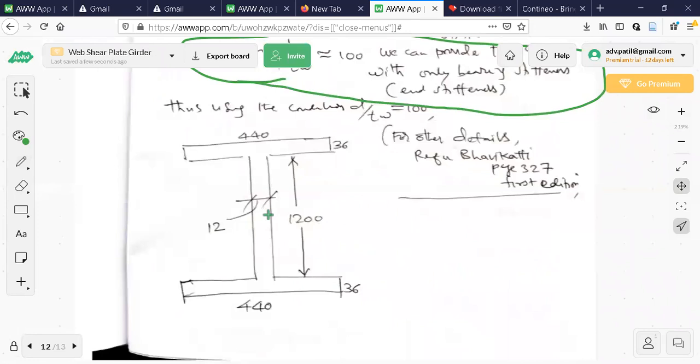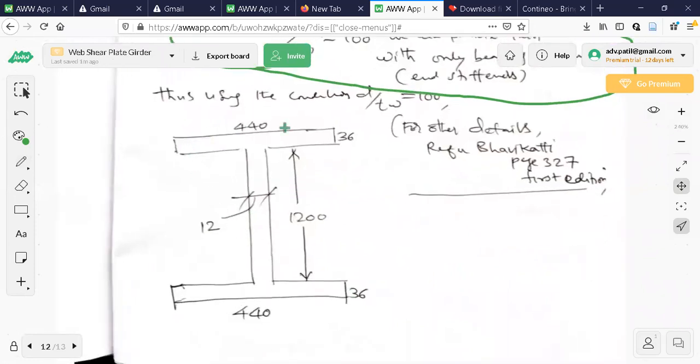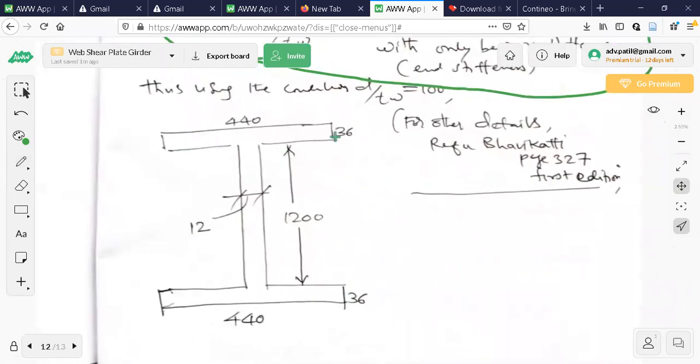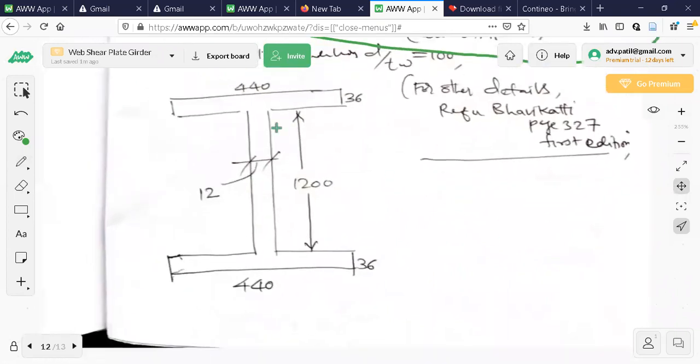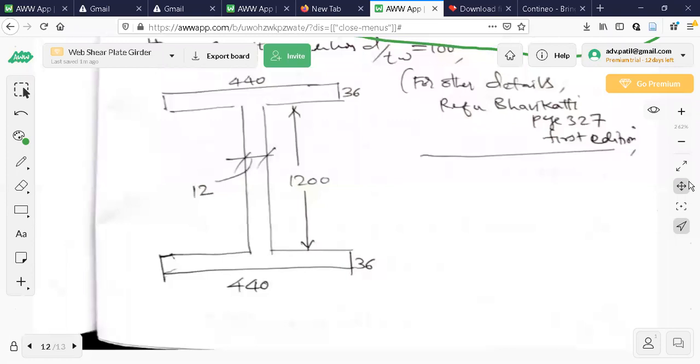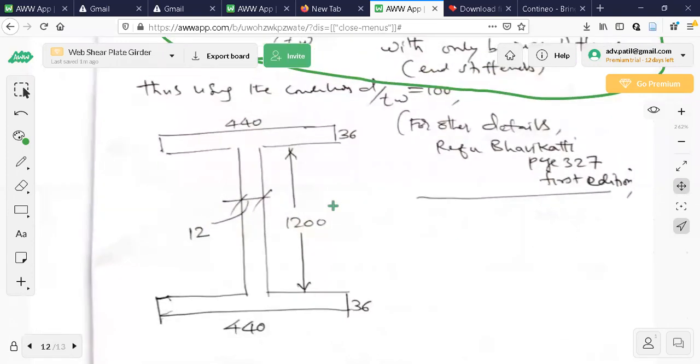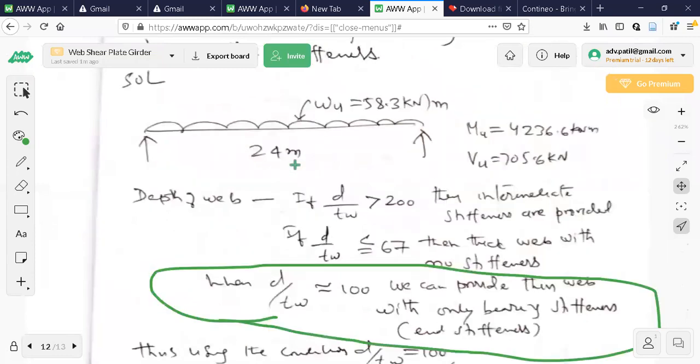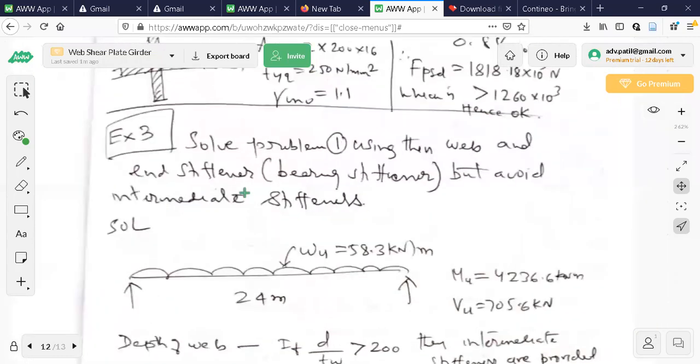So when you decide such a profile, this is a profile of the plate girder. When you decide a profile like this, 440, 36 mm, see how thick the flange is. It is 3 times the thickness of the web, 12 into 3. It means the web is very thin. Now if you use this profile of plate girder, you will be designing the plate girder with end stiffener. Intermediate stiffeners are not required.